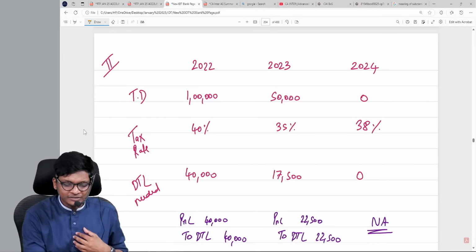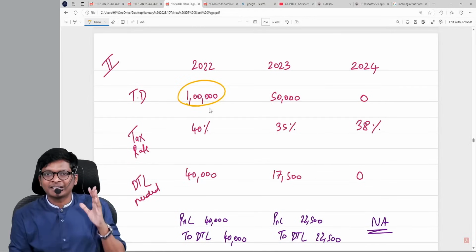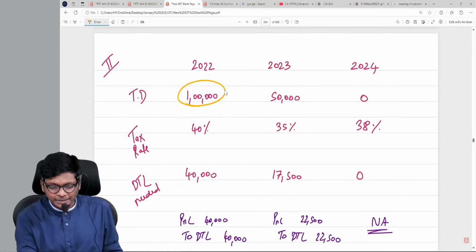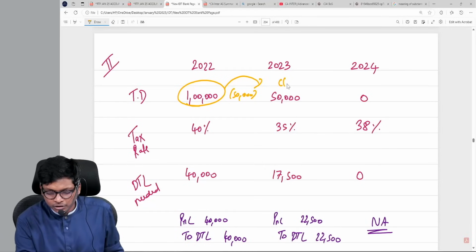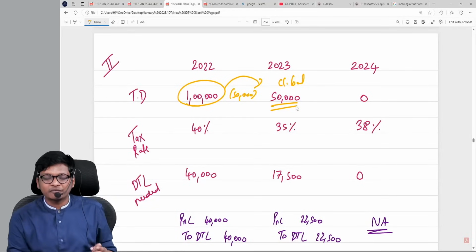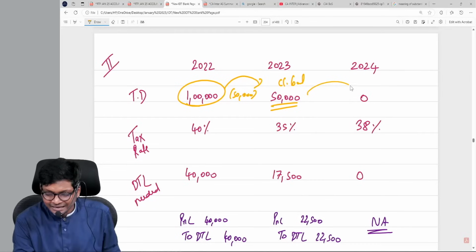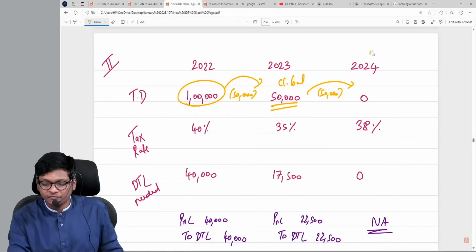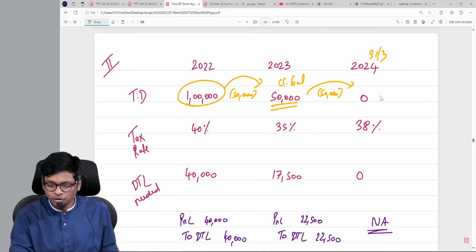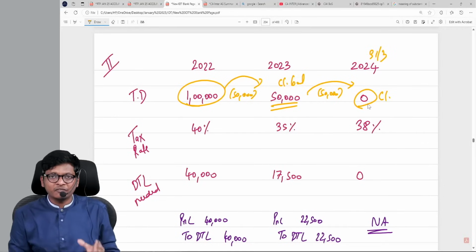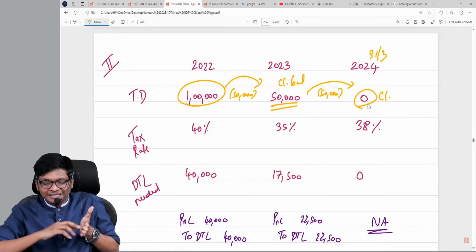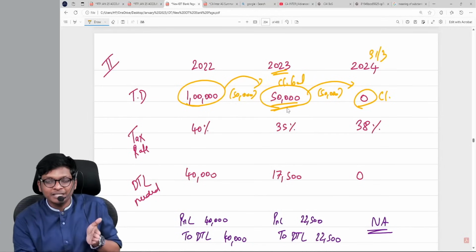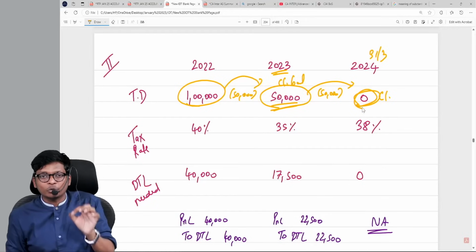Sir, first year timing difference is 1 lakh. Second year timing difference reduced by 50,000, reversal. So the closing balance of timing difference is 50,000. And again the next year 50,000 will reverse. On 31st March 2024, the closing balance of timing difference should become 0, because first year I'm creating 1 lakh, 2023 I'm reversing 50, next year again I'll reverse 50, so it becomes 0.